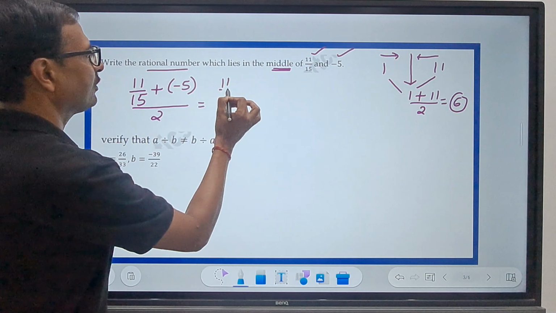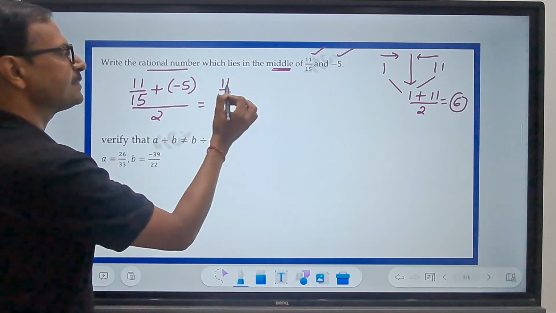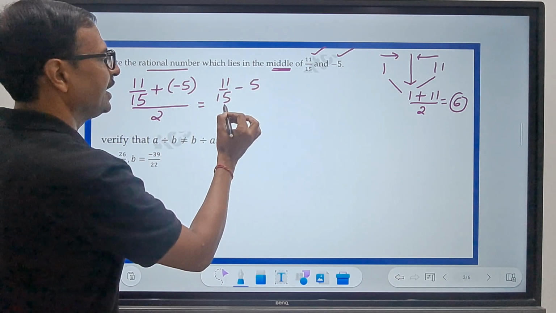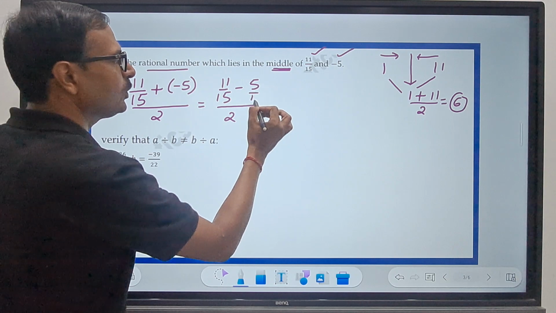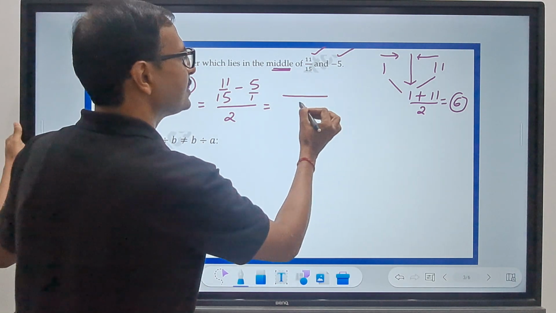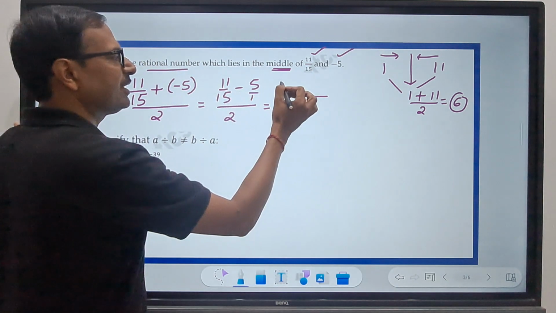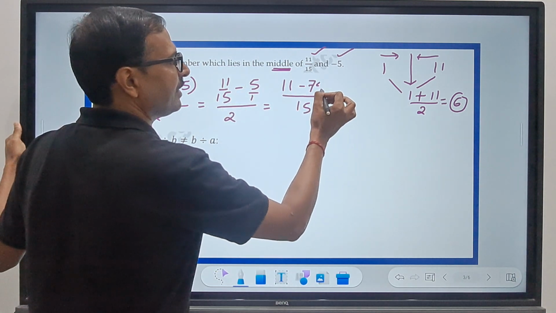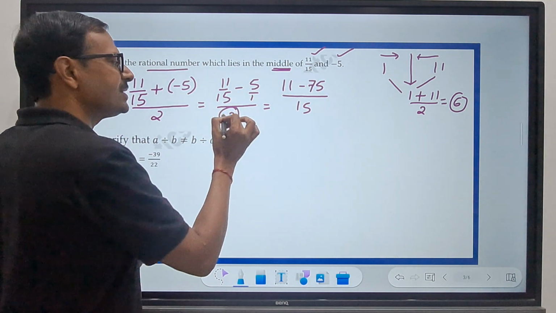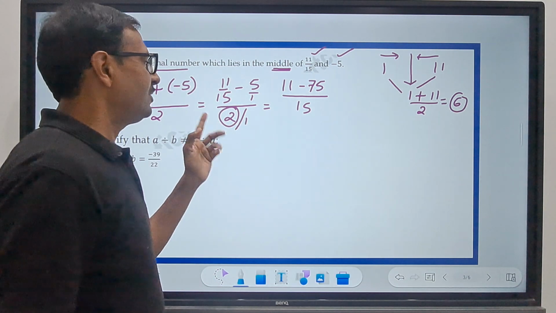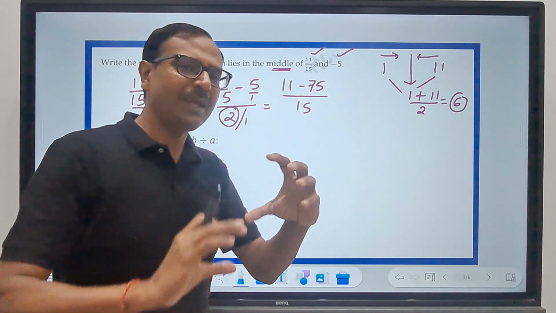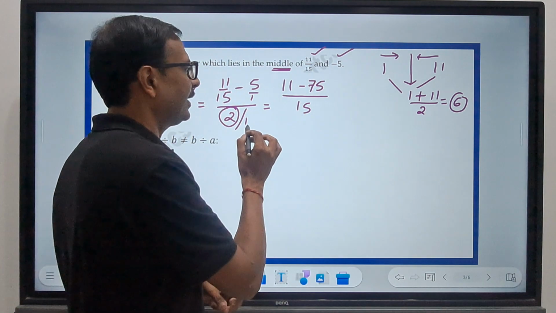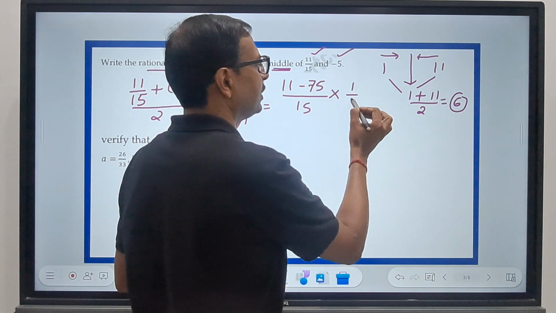This is 11 upon 15, and plus and minus make a minus, so minus 5, and we have a 2 here. So if you take the LCM in the numerator, it is going to be 15. So 11 comes as it is, and 15 5s are 75. Now this 2 is actually 2 upon 1, right? And when you take it to the numerator, it flips. So 2 upon 1 becomes 1 upon 2.